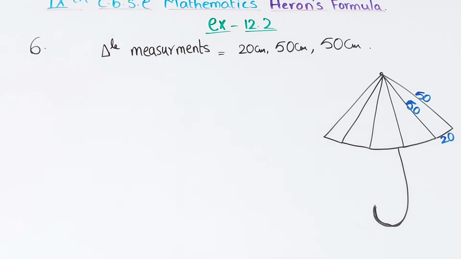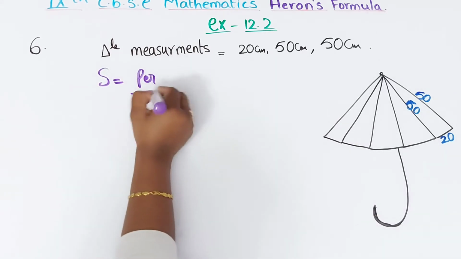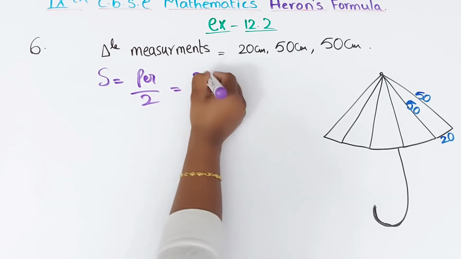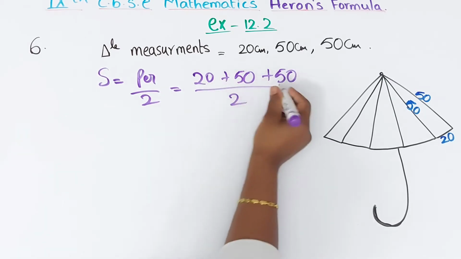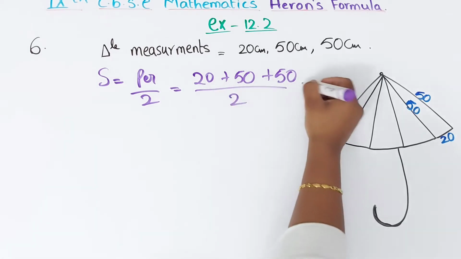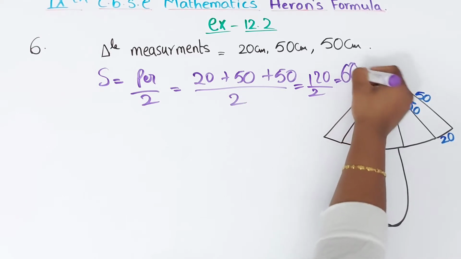So this is the shape, children. Here you see 50, 50 and 20 are the measurements. Right, children? Like this we have 10 triangles inside. So let us start. To find out the triangle area we need S. S means perimeter by 2. Right, children? Perimeter means 20 plus 50 plus 50 divided by 2. 50 plus 50, 100, 100 plus 20, 120. 120 by 2, that equals 60 centimeters.